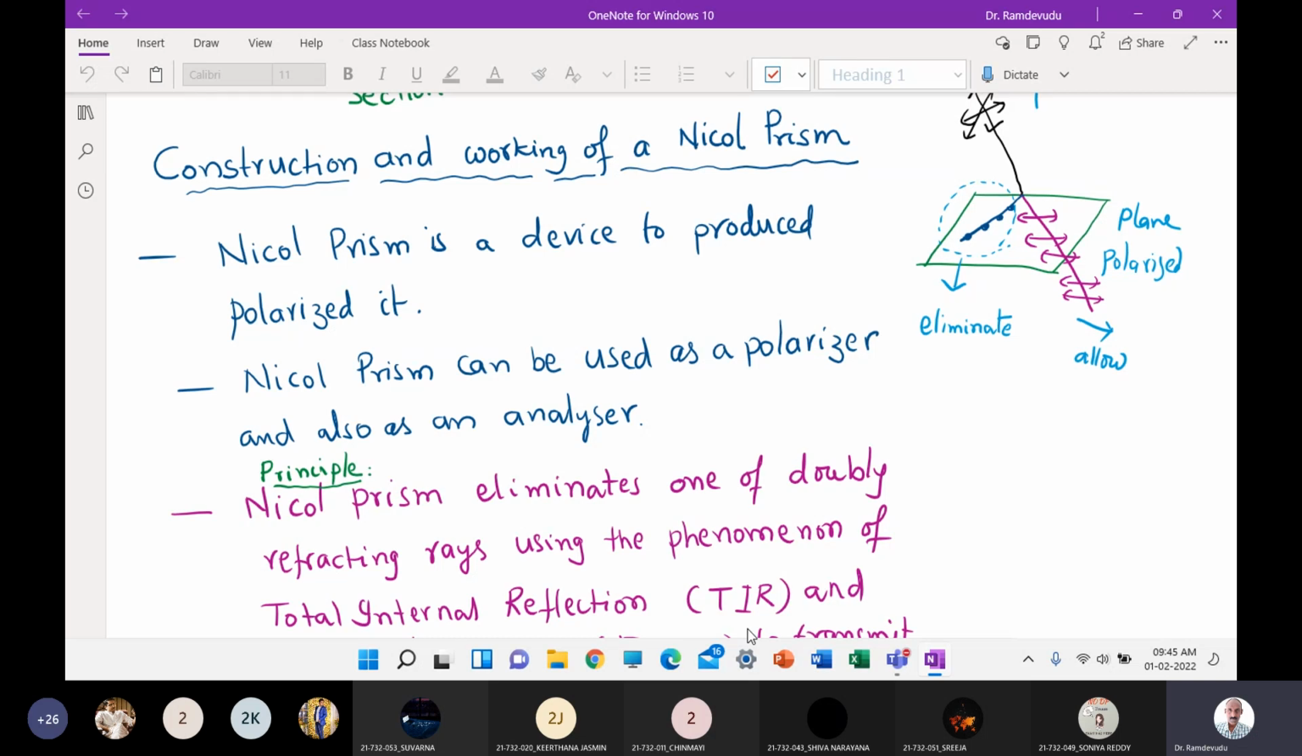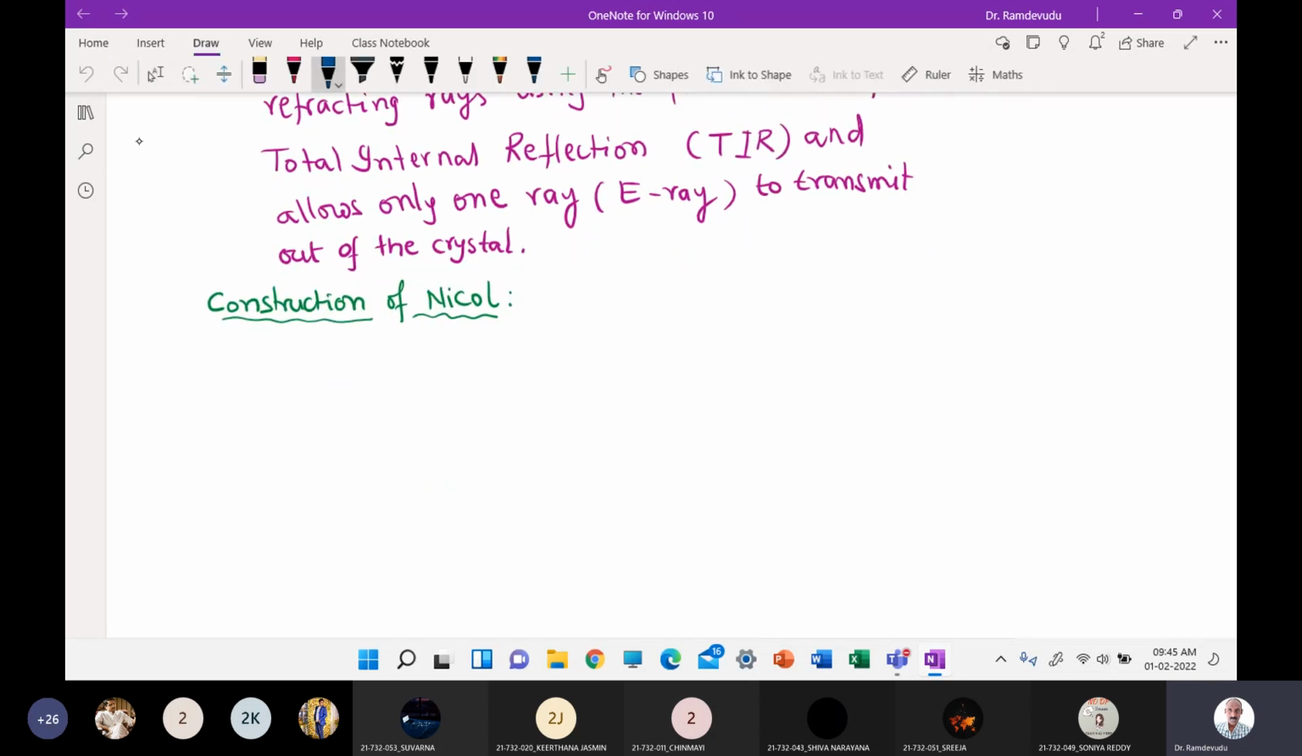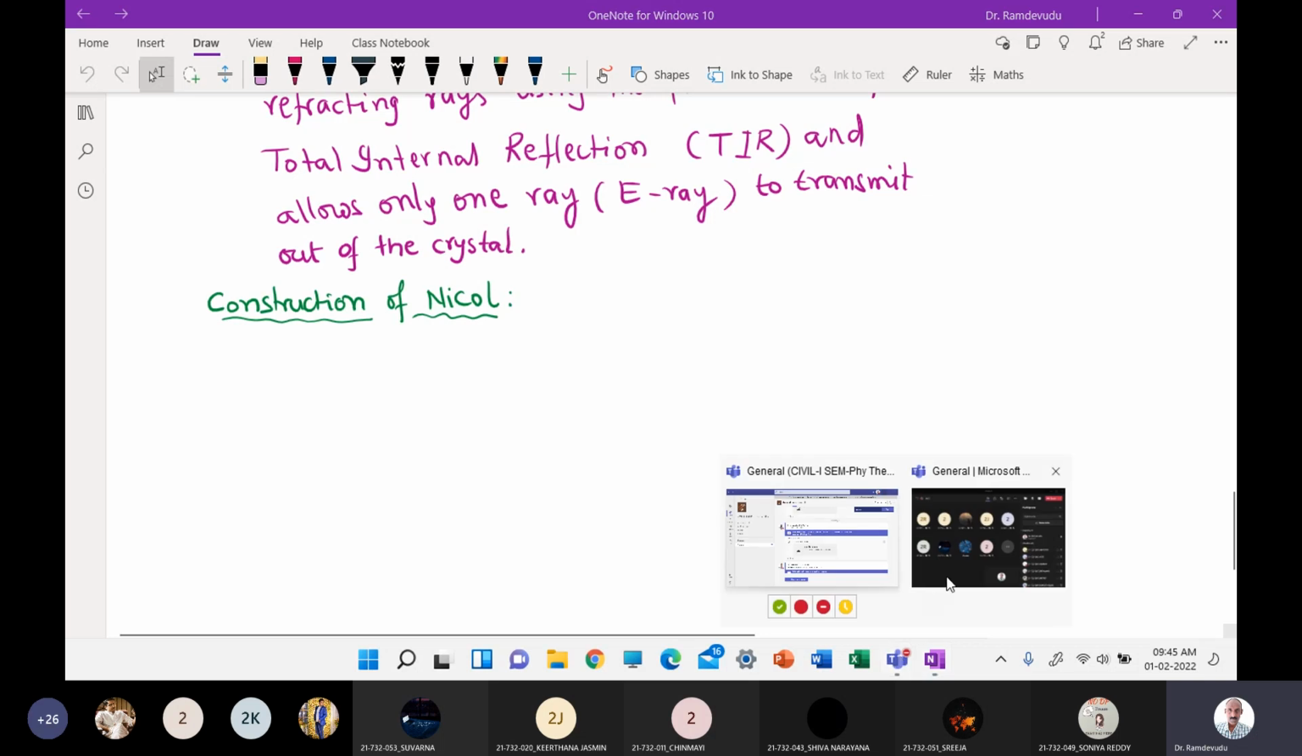But can anyone tell me what are the two important requirements for total internal reflection? What are the two requirements to get total internal reflection for a light ray? Anyone in the class? You can share your ideas. What are the two conditions for total internal reflection?